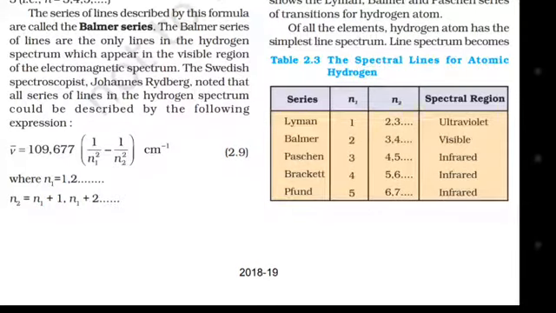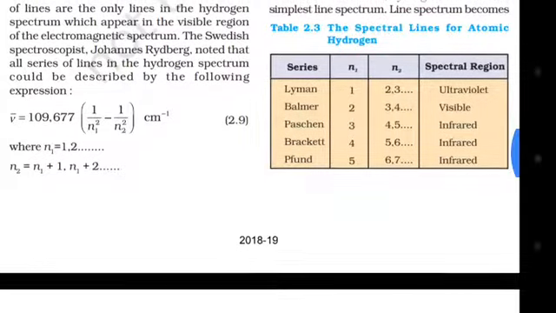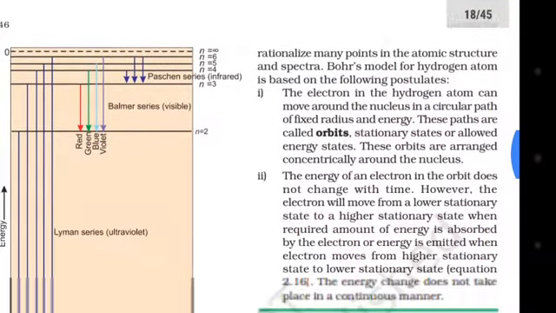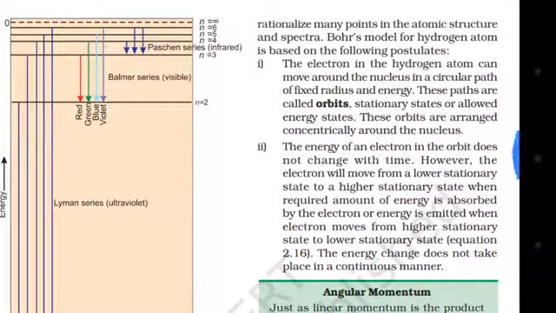Of all the elements, the hydrogen atom has the simplest line spectrum. The line spectrum helps rationalize many points in atomic structure and spectra. The Bohr model for the hydrogen atom is based on the following postulates. First, the electron in the hydrogen atom can move around the nucleus in a circular path of fixed radius and energy. These paths are called orbits.